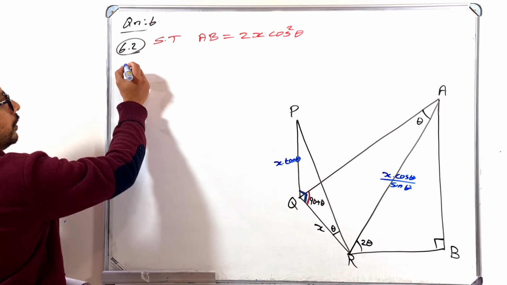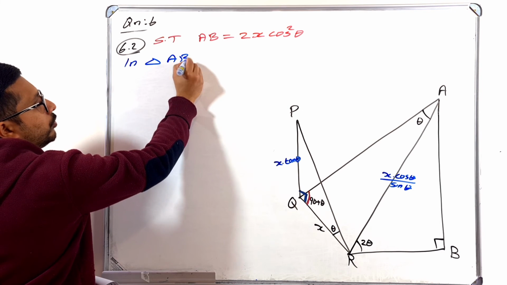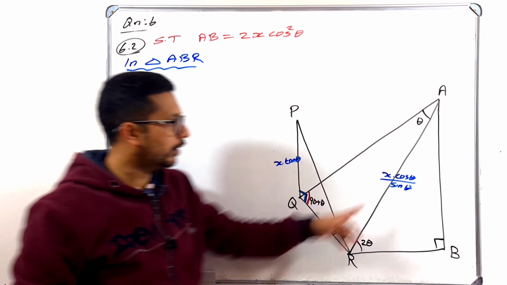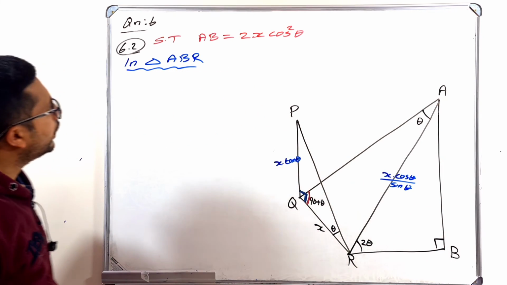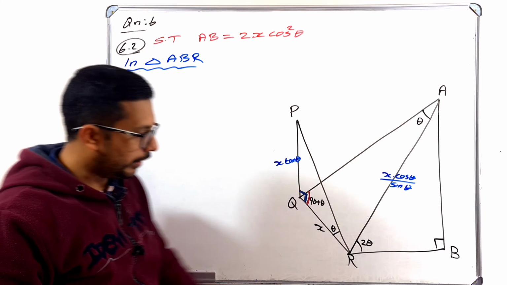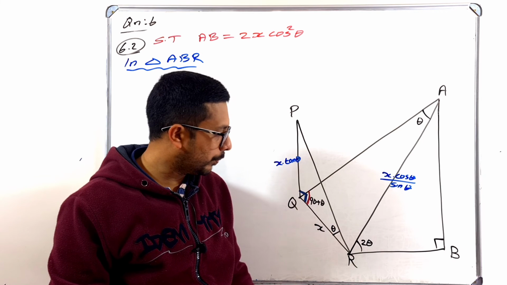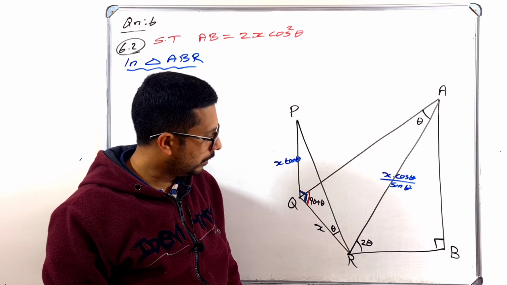In triangle ABR, why did I take that triangle? Because I can see AB there. Okay, this AB, and that is what we want to show. So in triangle ABR, this angle is 90 degrees. So maybe we can apply Pythagoras theorem there. One second, let me think.